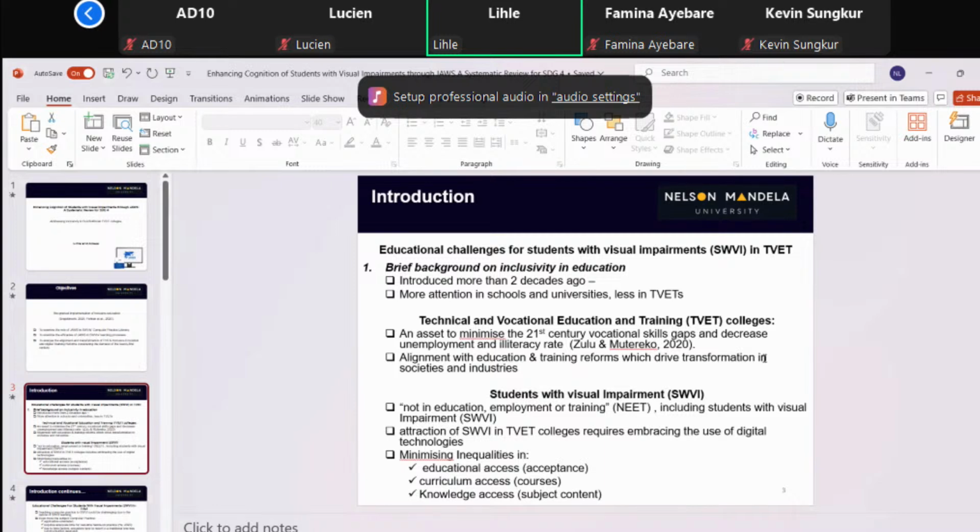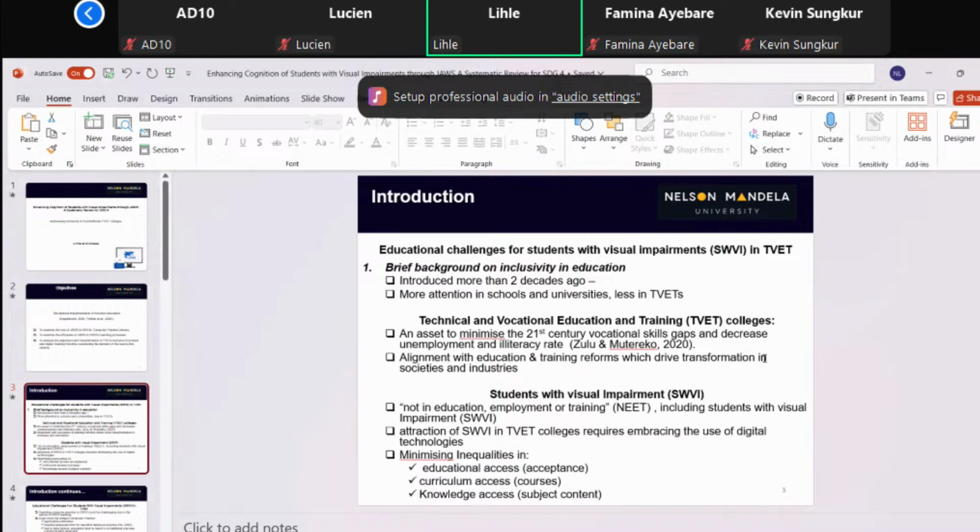So the TVETs, just to give you a background, have been identified by the South African government as an asset to close the vocational skills gap, hopefully to decrease unemployment and illiteracy in South Africa. But in fact, not only in South Africa, all over the world, but our focus currently is in South Africa, particularly the rural TVET colleges. So that means that TVET colleges are expected to be in line with the education and training reforms which drive transformation in societies and industries. And for that, the TVET colleges have seen the need to welcome educational access of those people that are not in education, employment, and training.